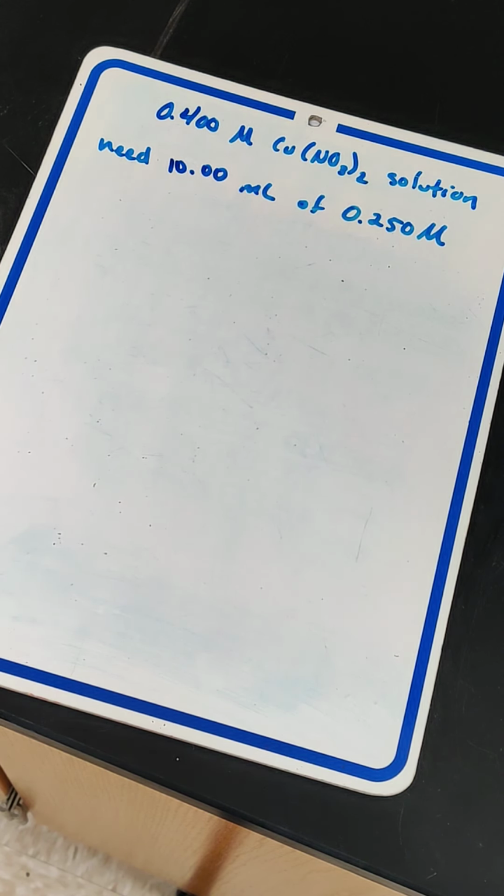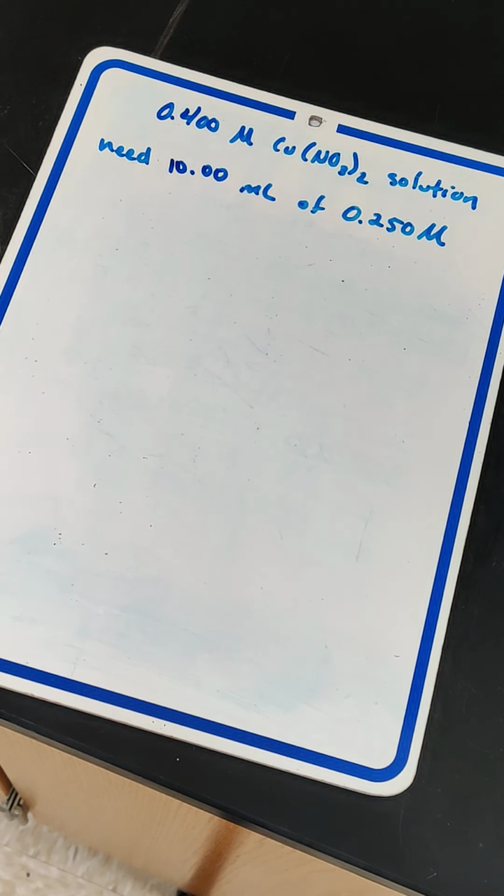Now, as an example, I'm going to use what would happen if we needed 10 milliliters of 0.25 molar solution, which is not one of the ones that you need to calculate, because I want you to have to practice calculating all of them and not just have one already done for you.